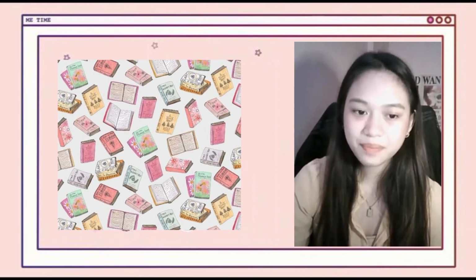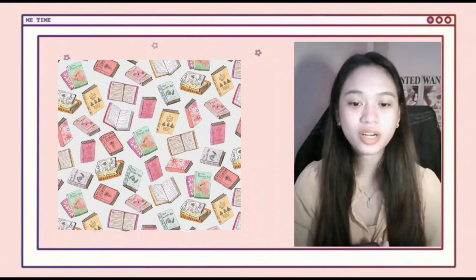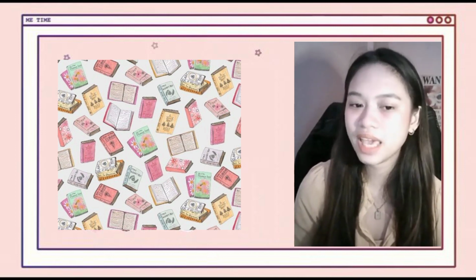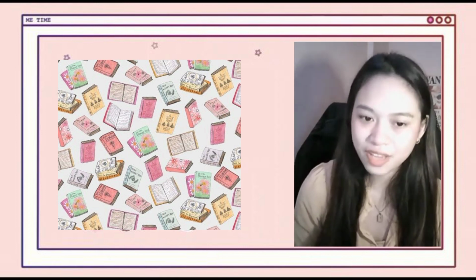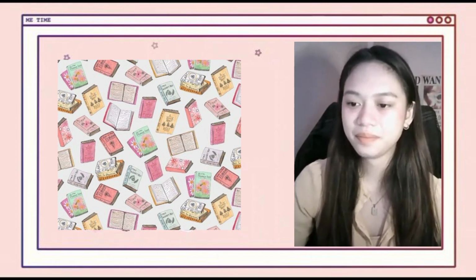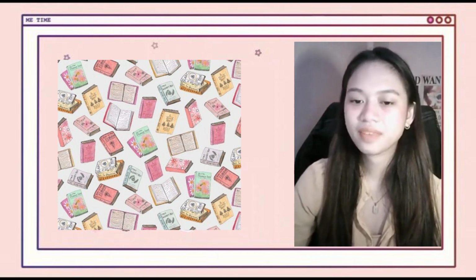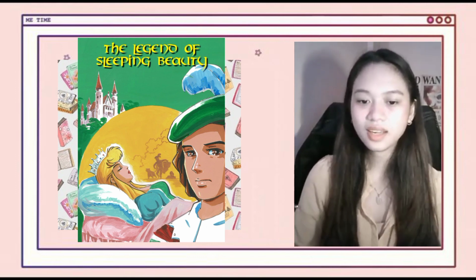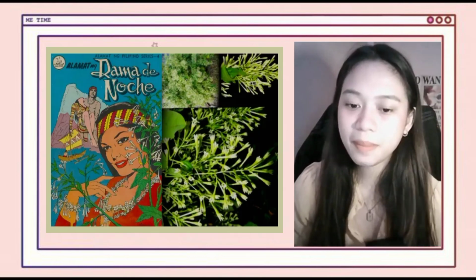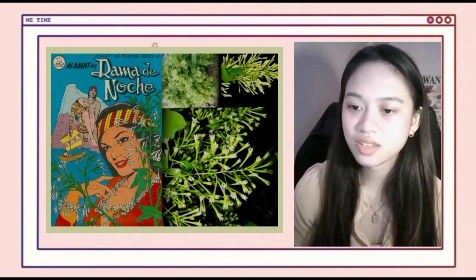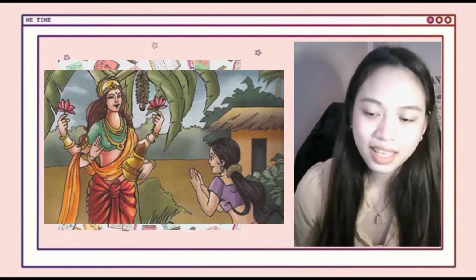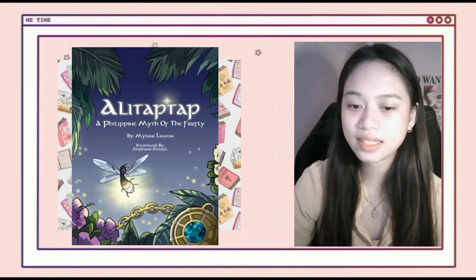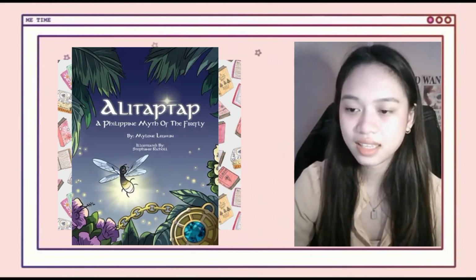Next is legends. Legends portray a mortal hero rather than a divine one. Legends are tales about actual people who became famous for their bravery or exceptional deeds. These are the legend of the Sleeping Beauty of Kalinga, the legend of the Dama de Noche, the legend of the banana plant, and the legend of the firefly. Firefly who has a light in its butt.